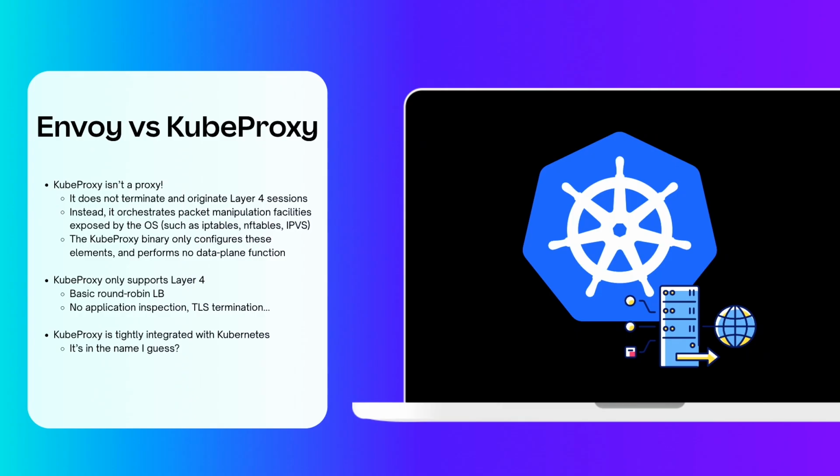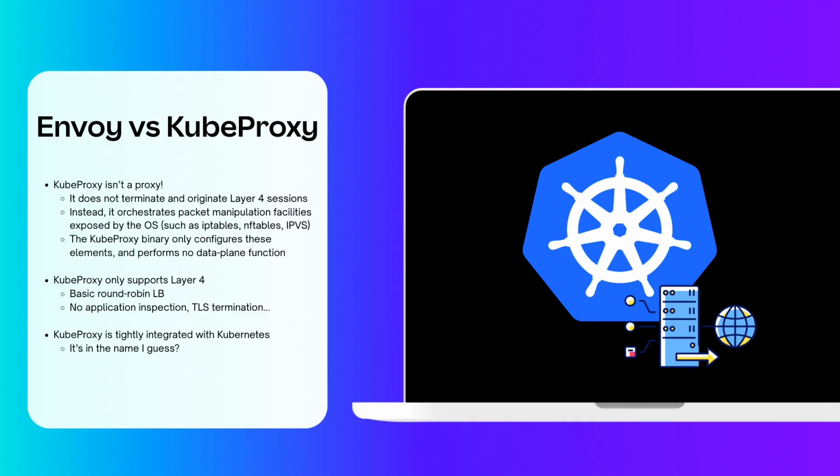Envoy versus kube-proxy. If you work in Kubernetes and cloud-native environments, you would have heard of kube-proxy. Shock horror, kube-proxy is not actually a proxy. It does not terminate and then originate layer 4 sessions. If you've ever seen the F5 architecture documents, they will often talk highly of their full proxy architecture, and that's basically where you actively terminate a TCP session, then your proxy does something, and then another TCP session, rather than manipulating an active TCP session.